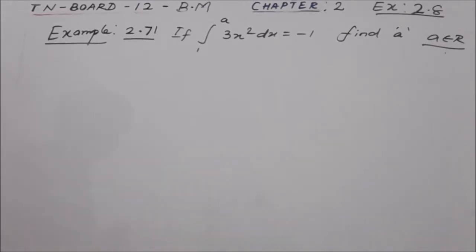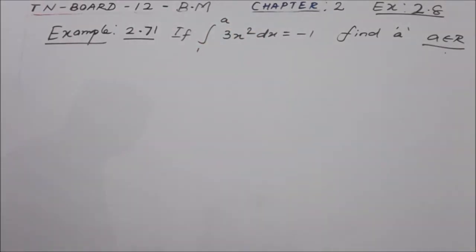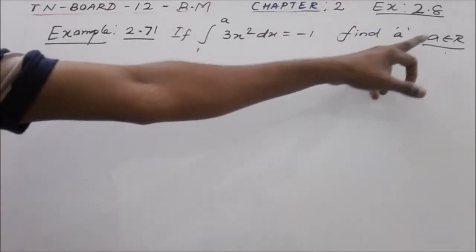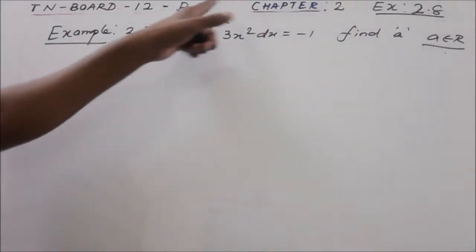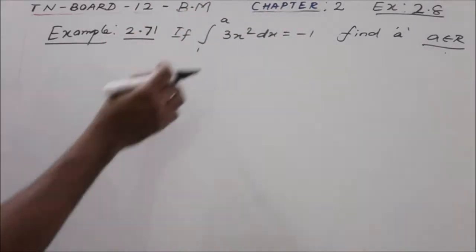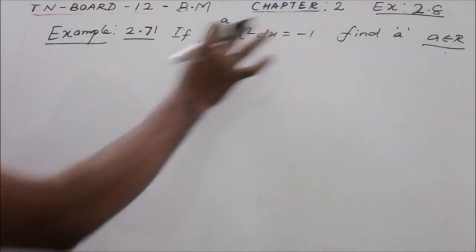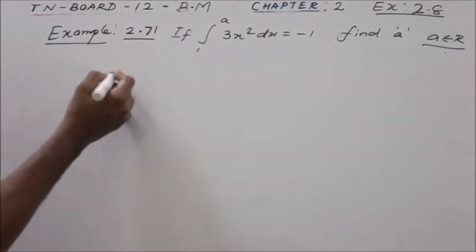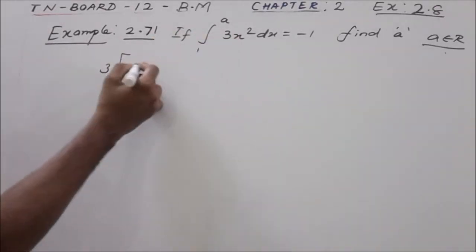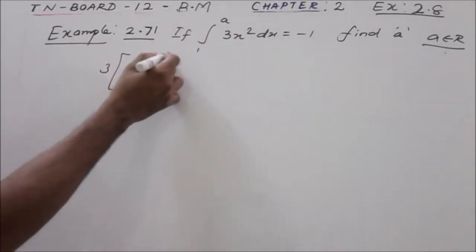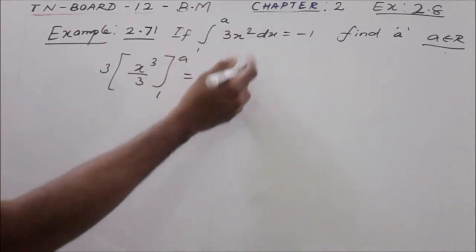Example 2.71. Given integral from 1 to a of 3x square dx is equal to minus 1, then find the value of a, where a is a real number. Given the integral value is minus 1, so when we integrate and substitute the upper and lower limits, we equate to minus 1. So integrating, 3 is constant, then x square gives x cube by 3, limit 1 to a equal to minus 1.